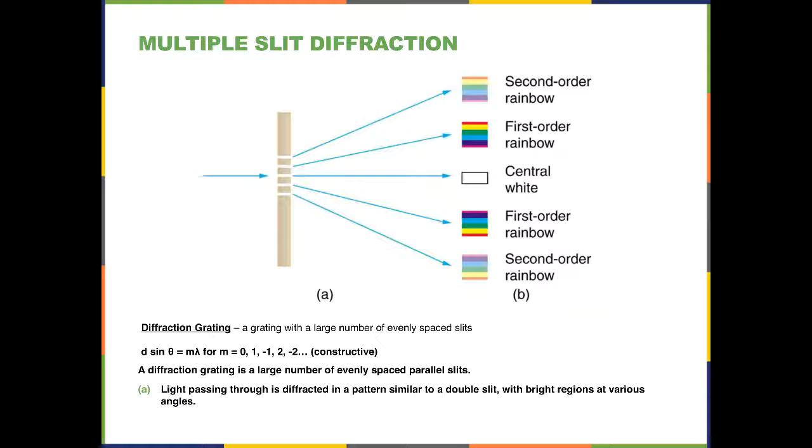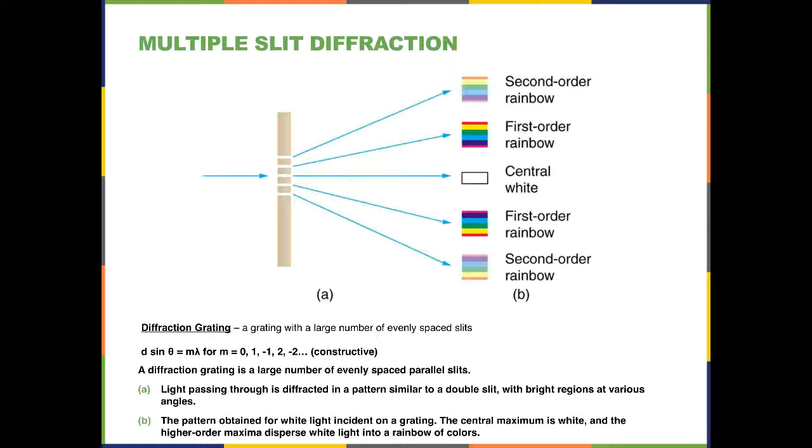When light passes through, it's diffracted in a very similar manner to double slit with various light and dark regions, but the pattern that's obtained starts with white light, and you end up with the central white maximum, but the higher order maxima disperse the white light, and the various levels of constructive and destructive interference results in a more rainbow effect.